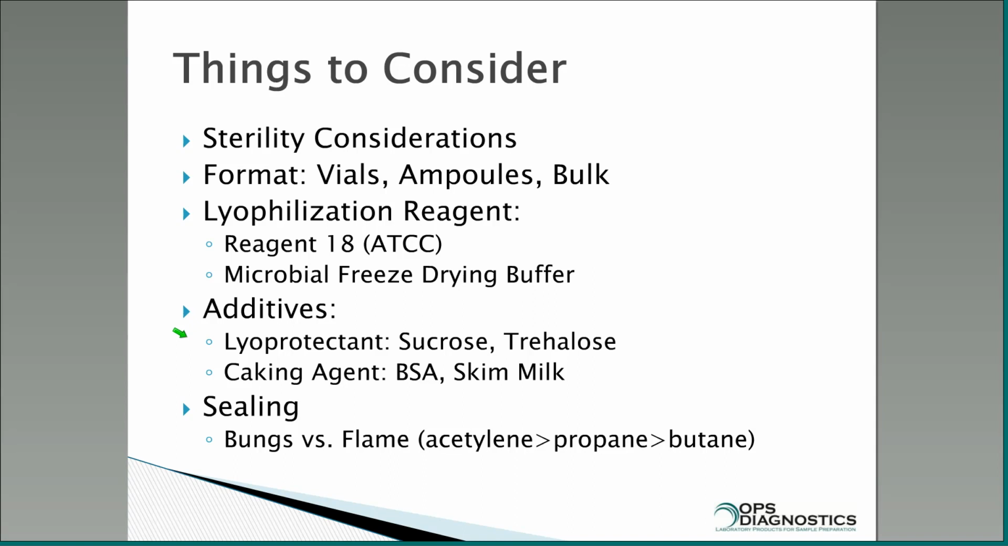And then the last thing to consider is your sealing. In a shelf freezer, you would seal with a bung. A bung is just a stopper, but it has a little split in it so you can put it into the vial and gases can get out. The alternative to that is the flame seal, which is what you do with an ampule.